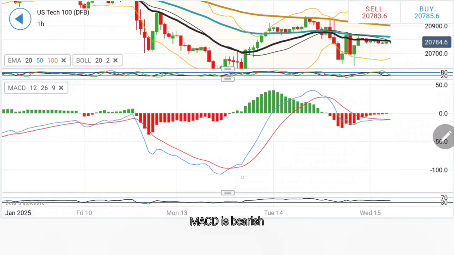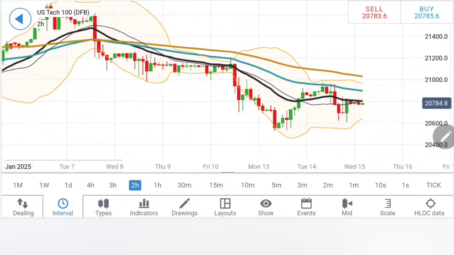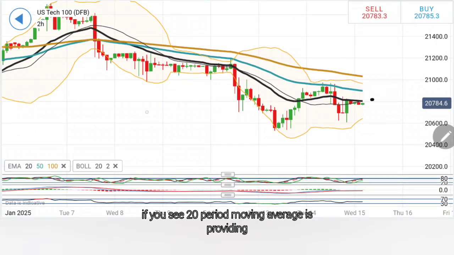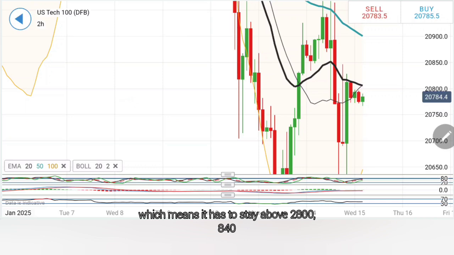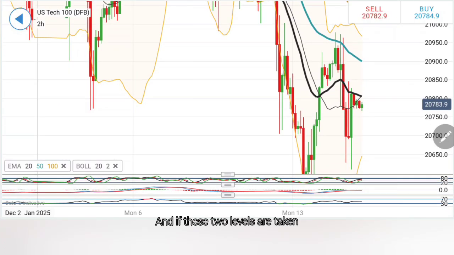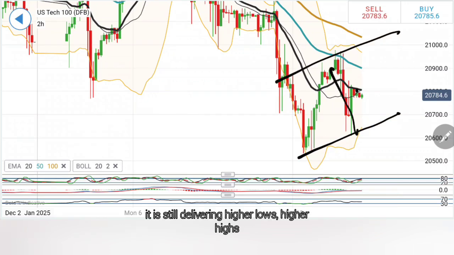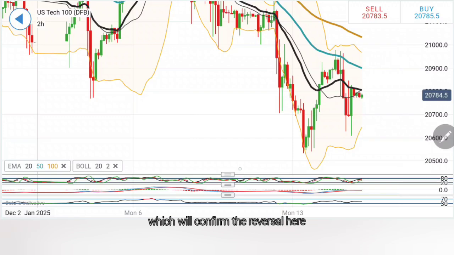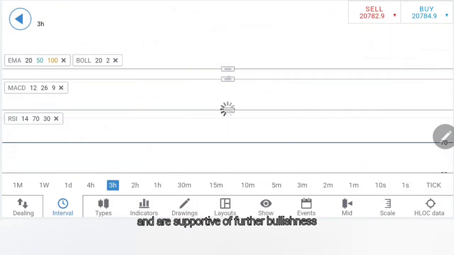Let's have a further look. Stochastic rising, MACD is bearish, trying to converge, RSI is flat. On the 2 hour chart also, if you see, the 20 period moving average is providing it a little resistance, and thus once it stays above the 20 period moving average, which means it has to stay above the 2800, 2840, 2850 zone, and if these two levels are taken, you can treat this as a reversal. Notice on the downside what it is doing. It is still delivering higher lows, higher highs. So wait for a breakout which will confirm the reversal here. Indicators are rising and are supportive of further bullishness.